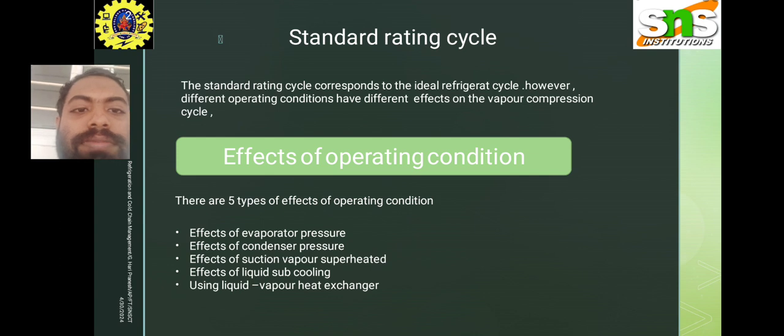Standard rating cycle. The standard rating cycle corresponds to an ideal refrigerant cycle. However, different operating conditions have different effects on the vapor compression cycle. Here there are 5 types of effects of operating conditions. First, effects of evaporator pressure, effects of condenser pressure, effects of suction vapor superheat, effects of liquid subcooling, and using a liquid vapor heat exchanger. These are the 5 types of effects of operating conditions.